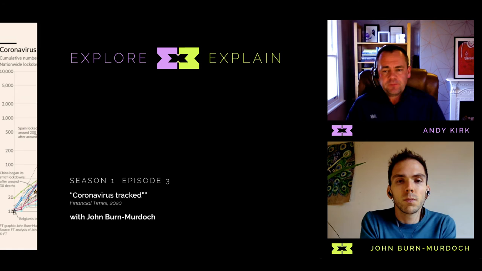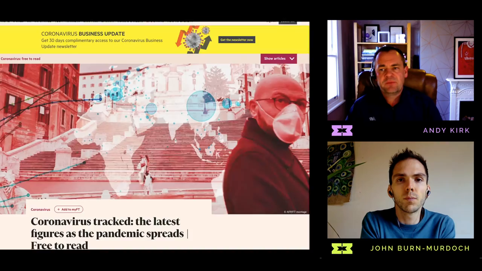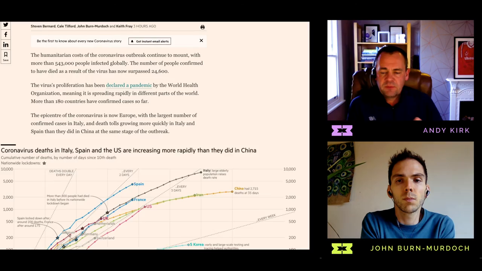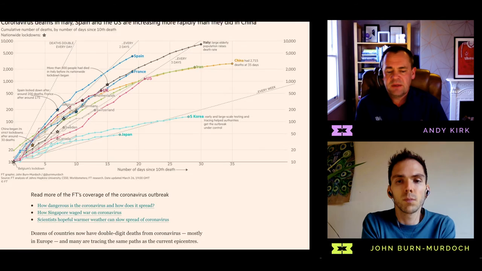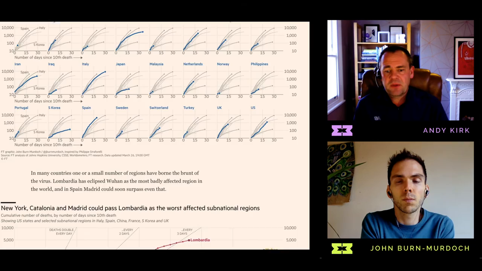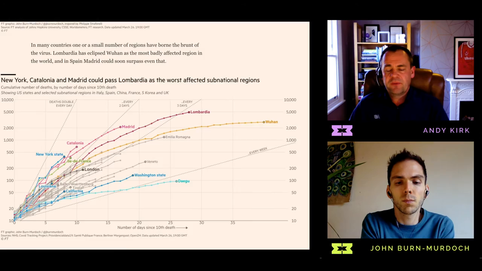So just moving on to what we see in the actual piece of work itself. I'm going to focus on the pieces that you've contributed, John, rather than the whole piece, because it covers quite a lot of different areas from Steve, Cale and Keith's contributions. If we think about the specific angles of analysis that you've been working on, we've got the cumulative totals for the number of deaths since the 10th death occurred in different countries. We've got the similar story, but at the sub-regional level. We've got the similar story for those that are still perhaps lower down the curve, those that have only had a few deaths. And then we've got the same kind of story for cases, confirmed cases.